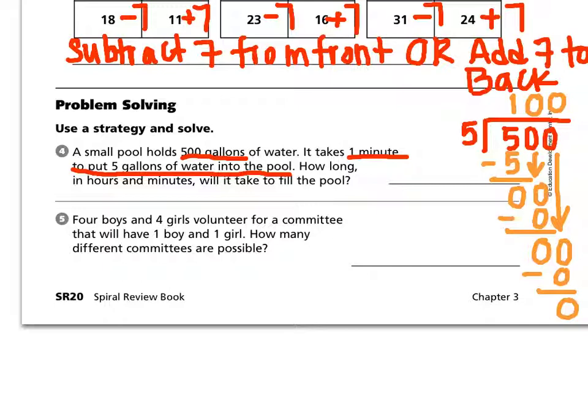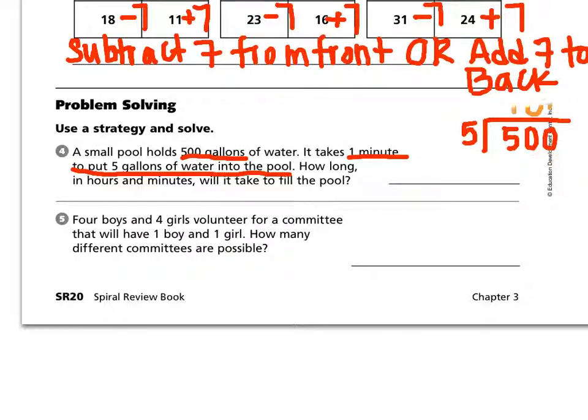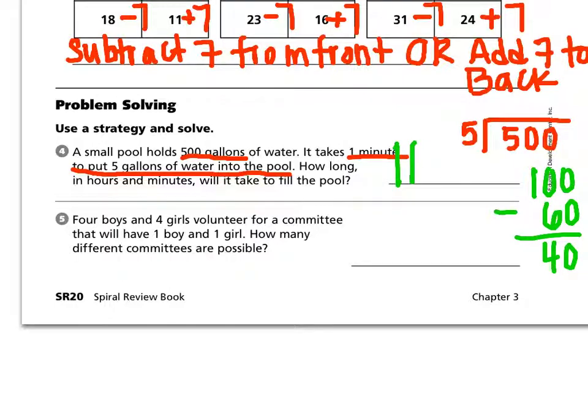But I'm not going to write 100 minutes because that's not a logical way to put it on there. Instead, I need to think about, would 1 hour be 100 minutes? So I know 1 hour is 60 minutes. So I can subtract that, and I get 40. So I know I have at least 1 hour, but I can't do another 60 because that's just 40. So 1 hour and 40 minutes is how long it would take to fill the pool.